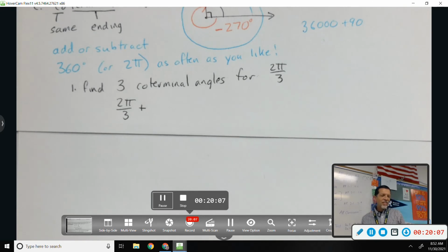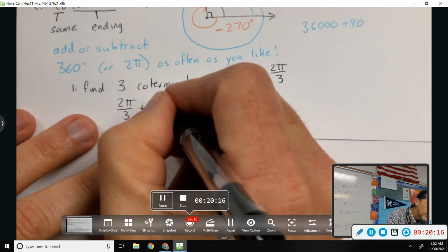What's the equivalent? Let's do it in radians. What's 1 time around in radians? 2 pi. Okay, so we do have to know how to add fractions.